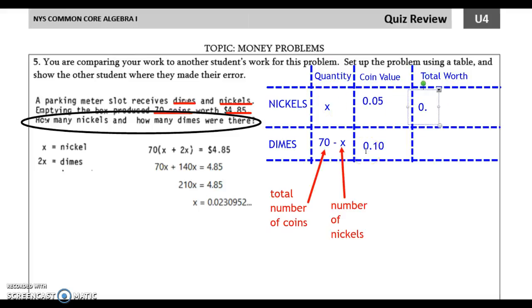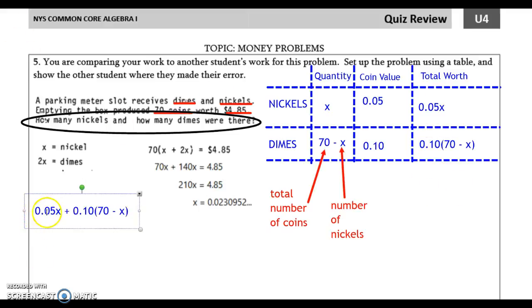So I'll take the coin value, which is 5 cents, and I'm going to multiply it by x. How easy was that? It's a little bit more difficult for this because we have a binomial for quantity, but not too difficult because we'll represent it as 10 cents times the quantity of dimes, which is 70 minus x. It's only a little bit more involved to write because it's a monomial, 10 cents, times a binomial, 70 minus x. Now I'm going to set up my equation using these values.